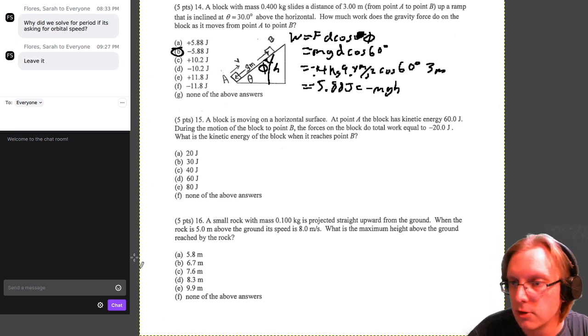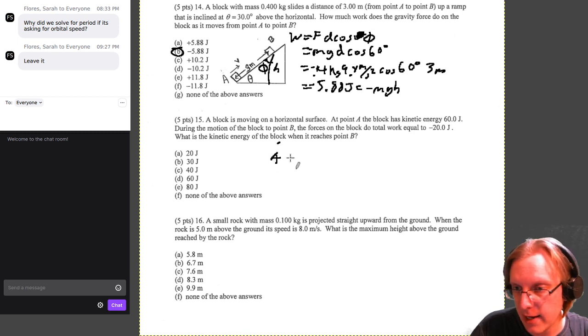Yay, almost done. A block is moving on a horizontal surface at point A. Horizontal surface, okay? At point A, the block has kinetic energy of 60 joules. During motion of the block to point B, the forces on the block do total work of minus 20 joules. What is the kinetic energy of the block when it reaches point B? All right.